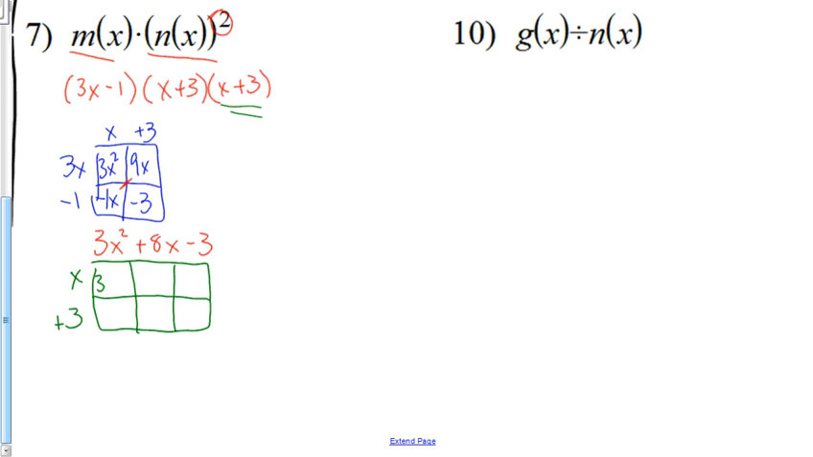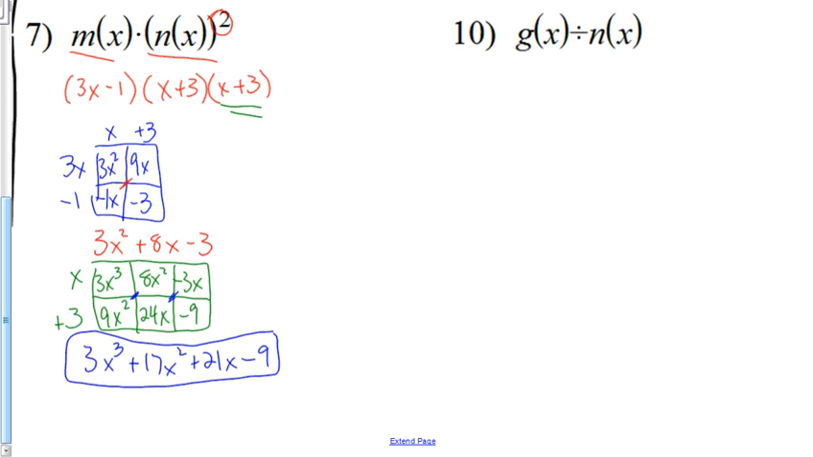So now it's 3x cubed, 8x squared, negative 3x, 9x squared, 24x, and negative 9, for a final answer of 3x cubed. Combining those two, I get 17x squared. Combining those two, 21x, and then minus 9. There's your final polynomial. All right, so that's multiplication. I use the box each time.